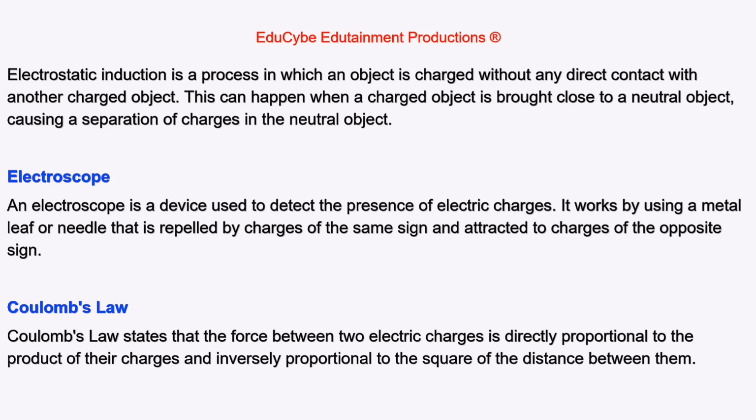Electroscope. An electroscope is a device used to detect the presence of electric charges. It works by using a metal leaf or needle that is repelled by charges of the same sign and attracted to charges of the opposite sign. Coulomb's law. Coulomb's law states that the force between two electric charges is directly proportional to the product of their charges and inversely proportional to the square of the distance between them.